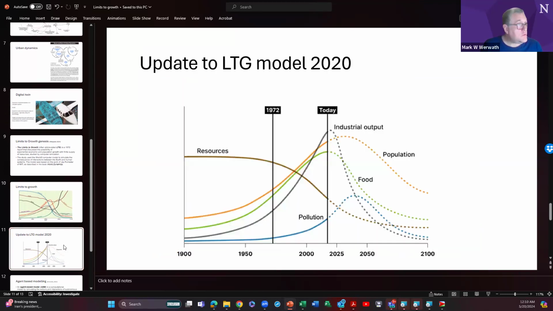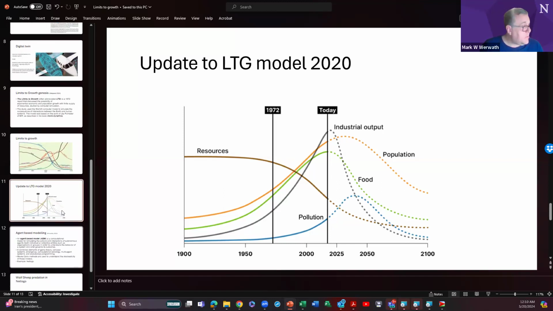The updated model shows something very, very similar. This was updated in 2020. The MIT scientists have been hard at work making sure that the original limits to growth model was still somewhat accurate. And what you see today in 2020 is a forecasted drop in industrial output, food output, pollution, et cetera. So resources such as fresh water and fresh air have been in decline since the 70s, right? So that's limits to growth, right?